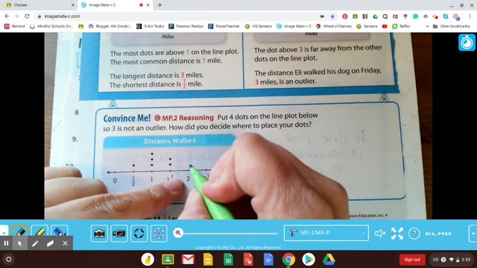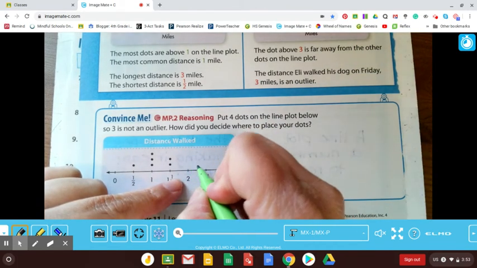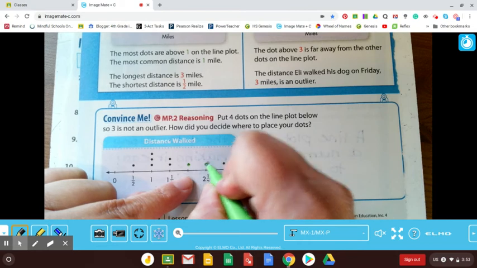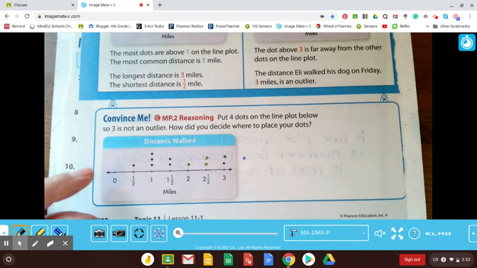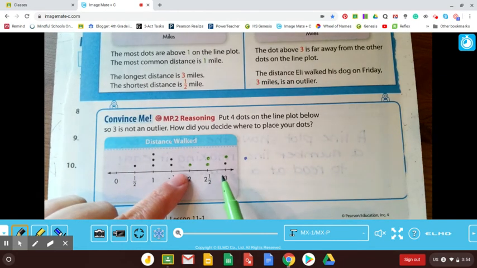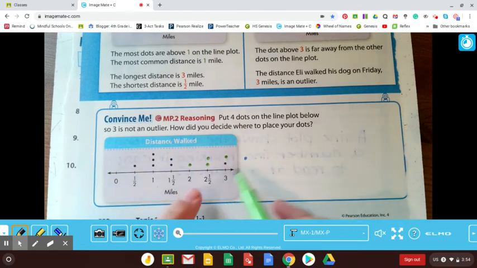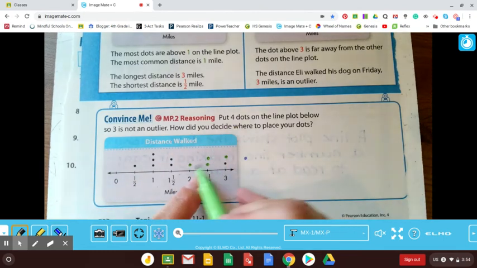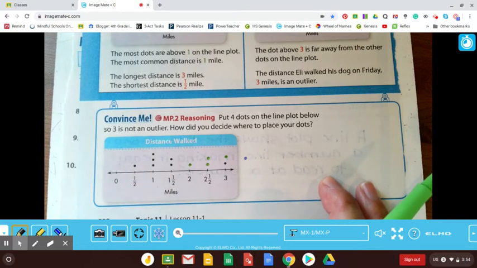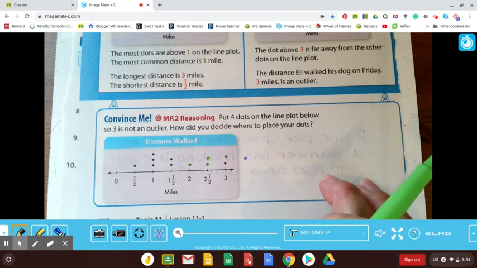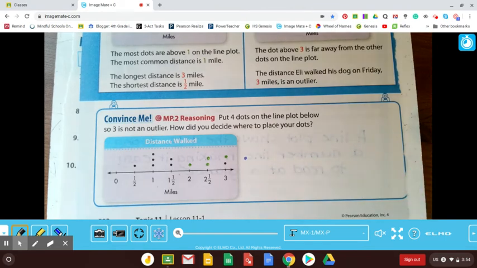So if I was going to do it, maybe I'll put 1 here, maybe I'll put 2 here, and maybe 1 more here. So that shows that he's not all the way to the side by himself anymore. Now, your dots didn't have to be exactly where I put them. You could have put them different places. You could put some by the 3 and some by the 2, but you can see now how they're more spread out. So it's no longer very different from the rest of the other distances.